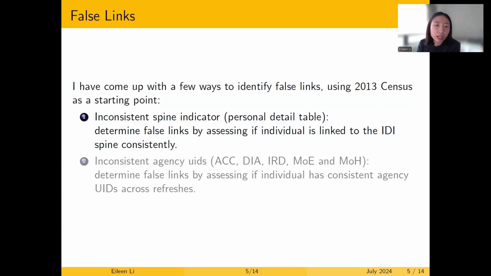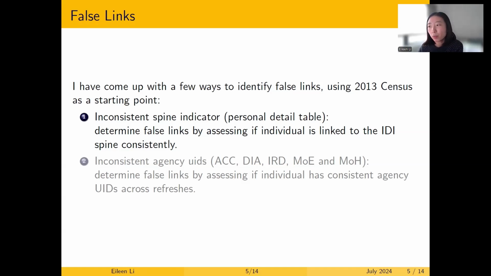We know that the IDI is made up of a central table called the spine and multiple node datasets. Records are linked to this central table, the spine, first before they can be linked to one another. We also know that the IDI gets updated or refreshed every 3 to 4 months to reflect data changes or the addition of new datasets.